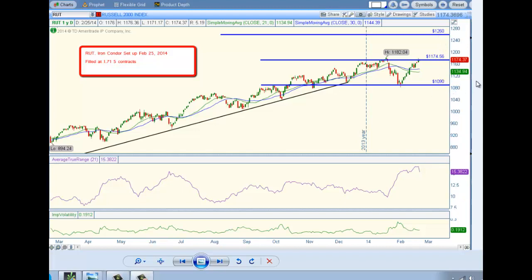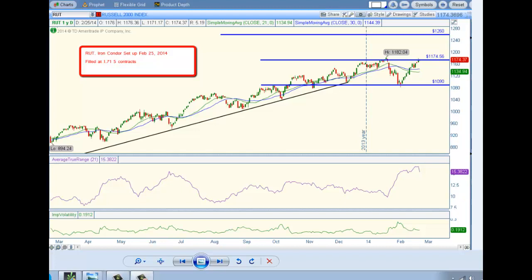I did back it down prior to the trade taking place. And note the information that I typed onto the photo: Russell Iron Condor set up February 25th, filled at 171, 5 contracts. I'm not going to get into a lot of it. Know that it was filled.